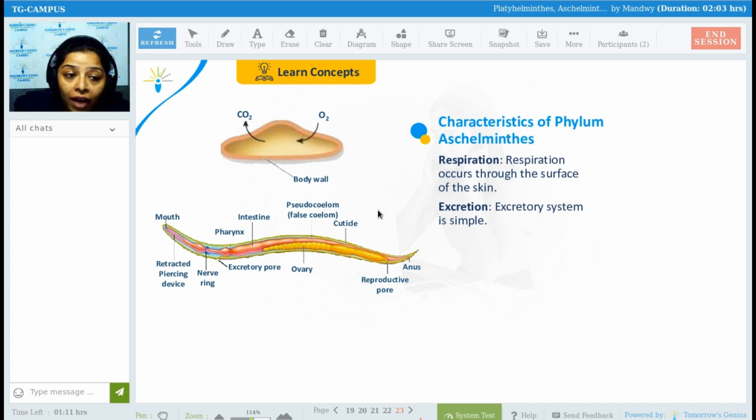Respiration. They don't have a proper respiratory system, and that's why they respire through the skin. They exchange gases with the help of diffusion. Diffusion of gases.